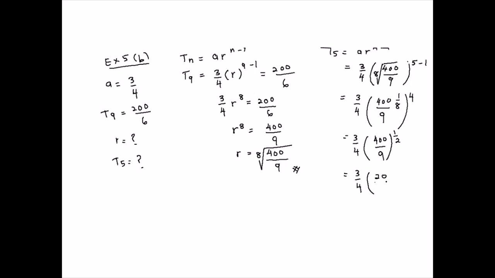And you get 20 over 3. As for the final answer, 20 over 3 multiplied by 3 over 4. And you get 5. So R equal 8 roots of 400 over 9. And T5 equal 5.